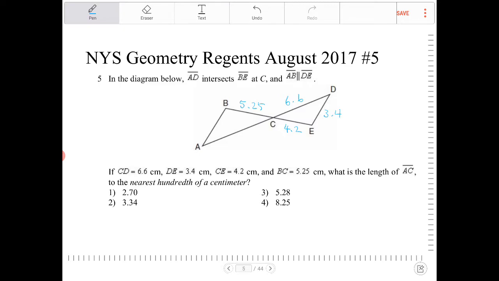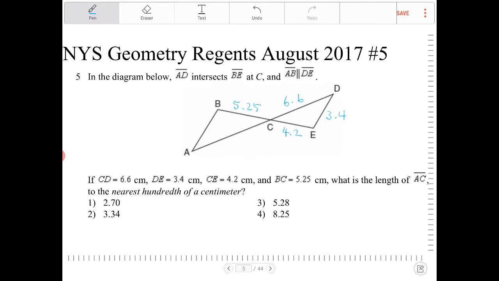So they want us to round to 2 decimal places. There's one more thing I forgot to label, and that is AB is parallel to DE. So these two line segments are parallel. Okay, so why is that important?